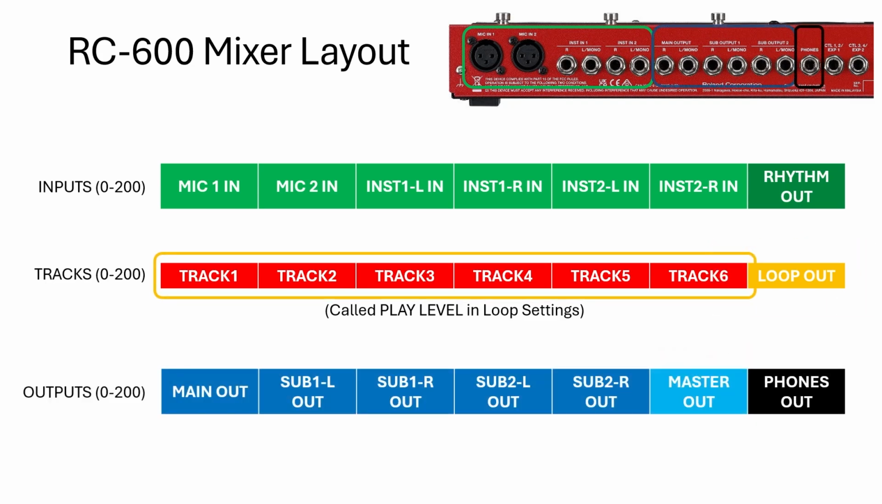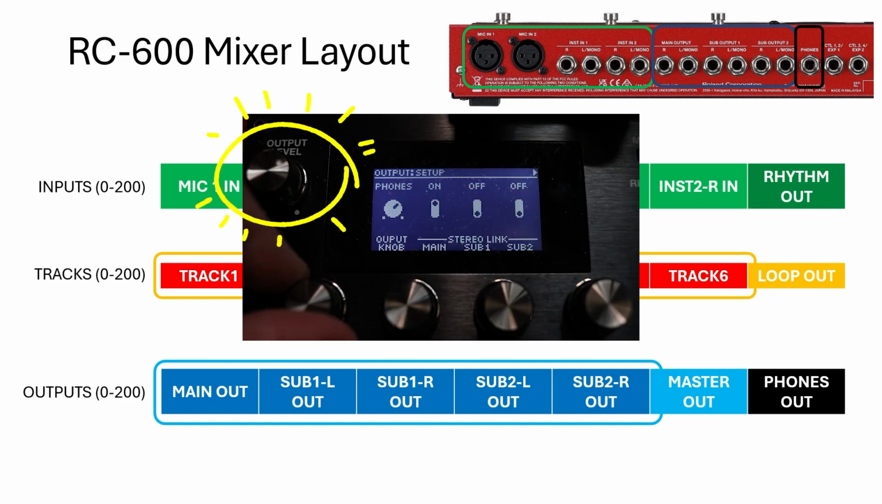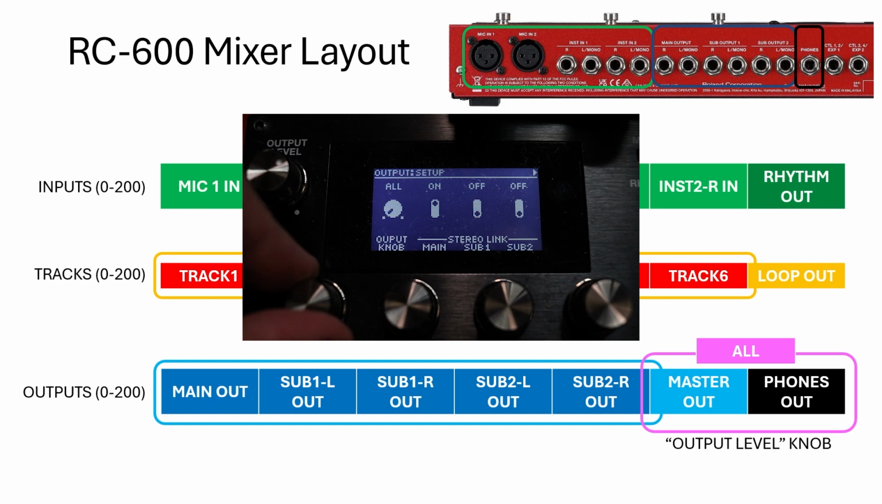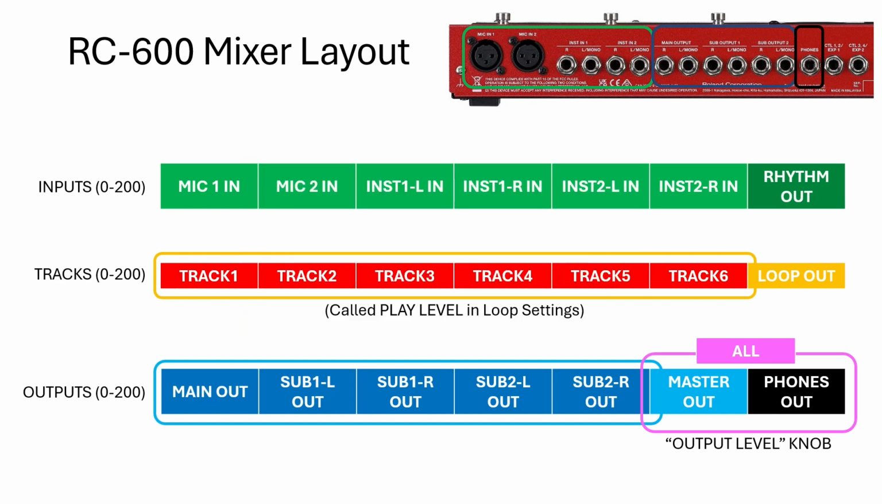Finally, you have your outputs. You've got your main out, your sub 1 out, and your sub 2 out. Again, if you have them linked or not linked. Then there's the master out and the phones out. So master out is actually a master for your mains and your subs together. And then finally, there's a small knob that's not in the mixer, but it's off to the side there, the physical knob that says output level. You could have it controlling the master out, you could have it controlling your headphones out, or you can have it controlling all, which is both master and headphones.